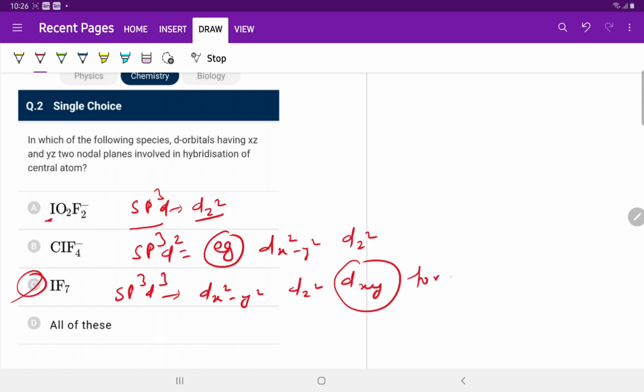For dxy, two nodal planes are xz and yz. So answer is C.